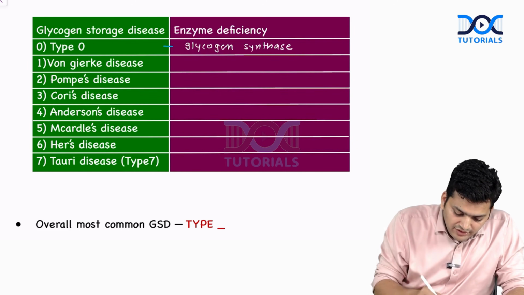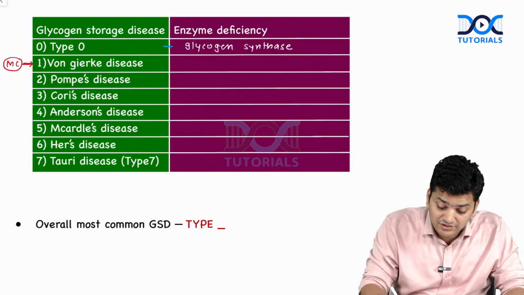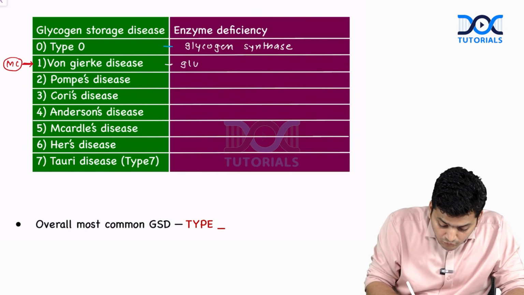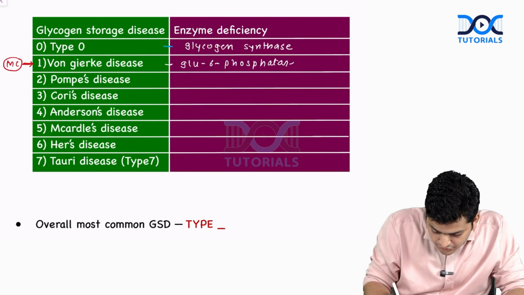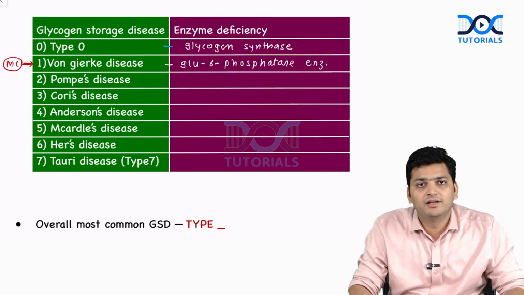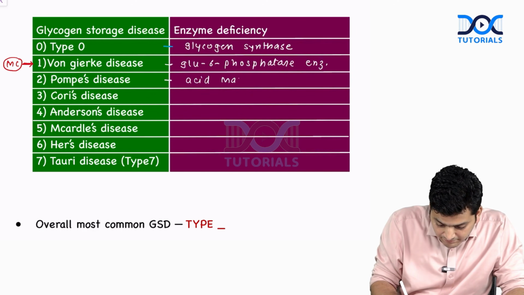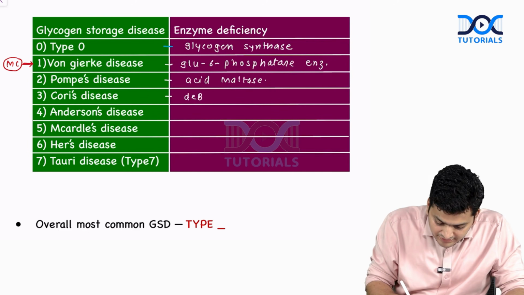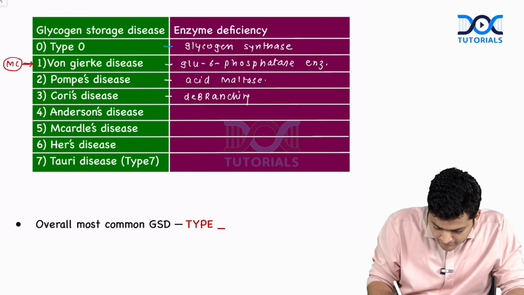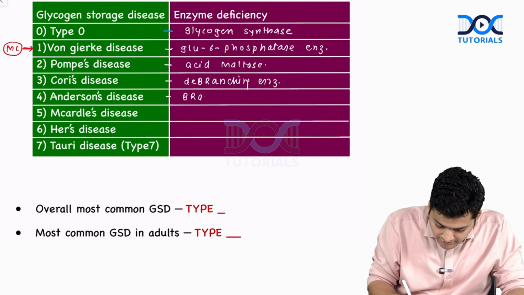Von Gierke is the most common glycogen storage disease. It is seen in children and it is the most common. It is due to deficiency of glucose 6 phosphatase enzyme. Pompe disease is due to deficiency of acid maltase. Cori disease is due to deficiency of debranching enzyme. Anderson disease is due to deficiency of branching enzyme.